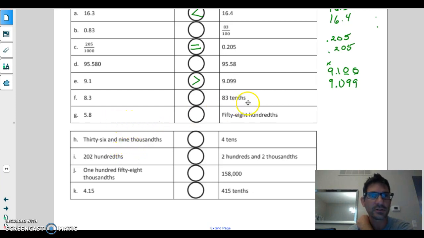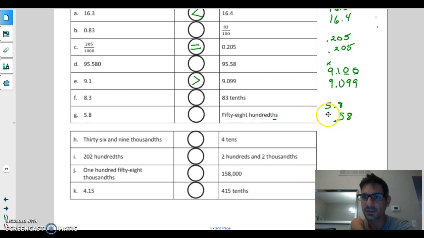Actually, look at G first. 5 and 8/10. So that's 5 and 8/10. This is 58 hundredths. So let's take note of here. There's no word "and," so that tells me there's no whole numbers. So I'm going to put this. Now, just let me tell you, look at right, 58 hundredths. So this would be 58 hundredths.